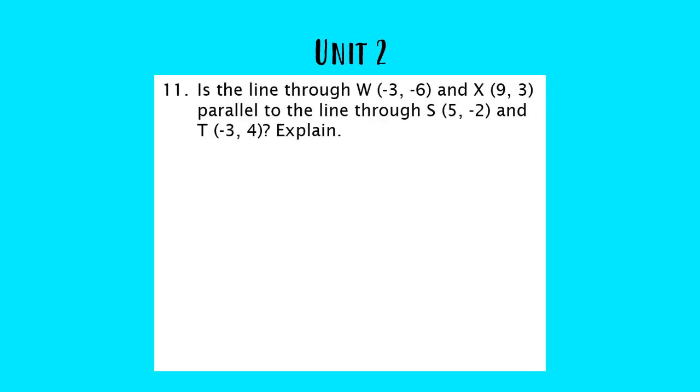Is the line through W and X parallel to the line through S and T? So if we want to figure out if something is parallel or not, we need to look at the slopes of the lines. So anytime we talk about parallel or perpendicular, we always need to talk about the slopes. So the first thing I'm going to do is look at the slope of WX. I always like to write down my points so that I have something to look at and I don't have to keep looking back at the problem. So W was (-3, -6), X was (9, 3).